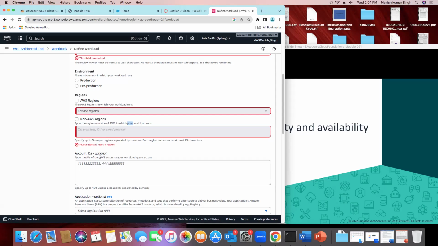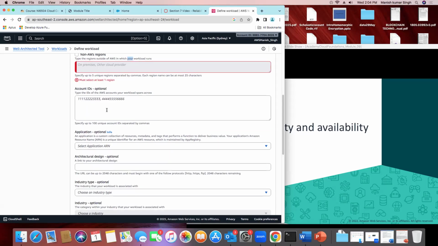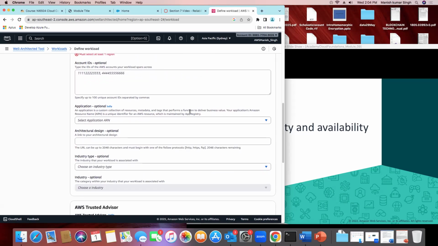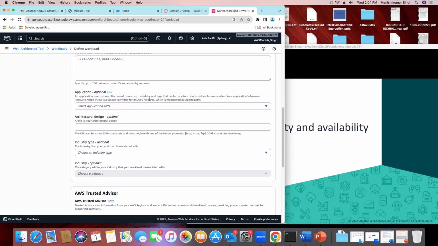Account IDs: which account IDs does your AWS workload span across? Like I have this account ID, I'm the root user, so I'll give my account ID, or depending on other account IDs you say. Application is optional, it's application custom resources, metadata, or the tags. It's an optional thing, but if you have it, you can do it.